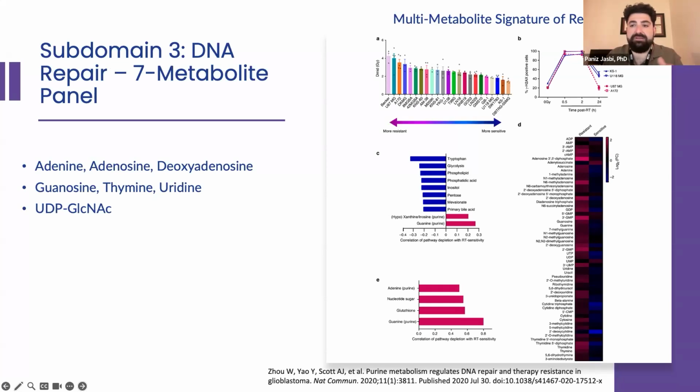Finally, we have DNA repair. So we monitor seven metabolites here that map to three repair axes. Adenine, adenosine, deoxyadenosine map to the DNA-PK energy drain. Guanosine is for purine salvage and gap filling capacity. And we have thymine, uridine, and UDP-GlcNAc for excision output and O-GlcNAc dependent ligation.